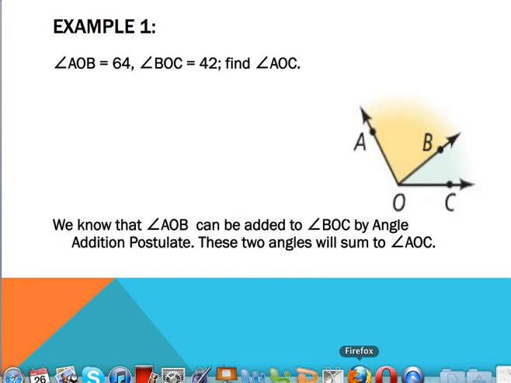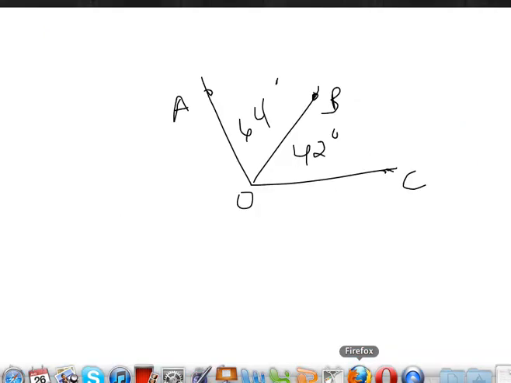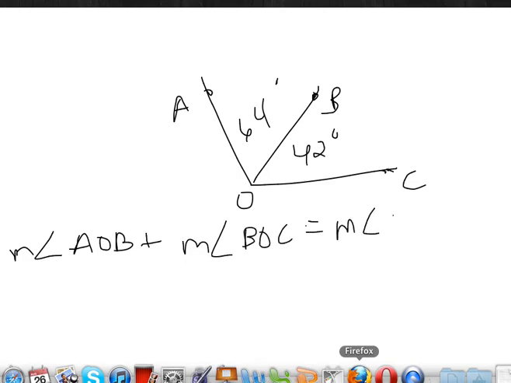So, we are going to use our angle addition postulate and say that the measure of angle AOB plus the measure of angle BOC equals the measure of angle AOC. And I have to stress the importance of writing out the actual angle addition postulate so that when I'm looking through your work, I can understand where your thought process began. So you always, always, always want to write this step right here. Okay, always start with this step.